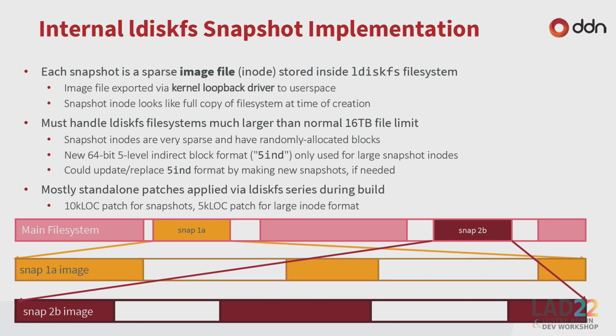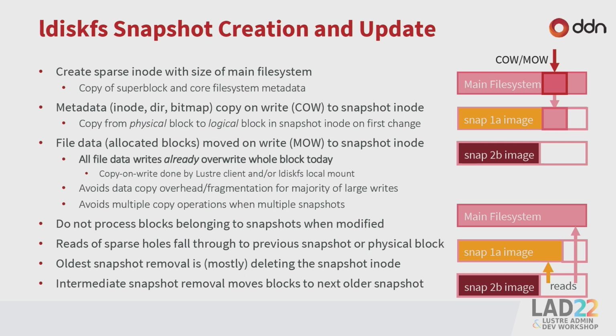And the code itself ended up being about 10,000 lines in LDiskFS for the snapshots and about 5,000 lines for the 5ind large file format. But a lot of that is boilerplate. It just means adding in, instead of indirect, double indirect, triple indirect, quad indirect, 5 indirect. It's a lot of boilerplate code. So even though it's a lot of lines, it's not as much complexity as you think.